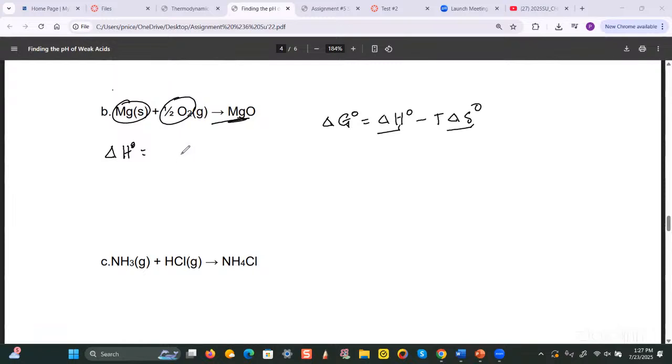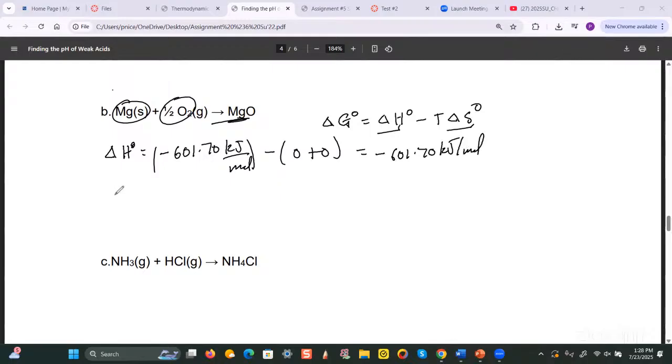So when I did that, I got minus 601.70 kilojoules per mole, right? Minus 0 plus 0, right? 0 for the magnesium and 0 for the oxygen. So this works out to be equal to minus 601.70 kilojoules per mole, right? So that one is relatively easier to deal with.